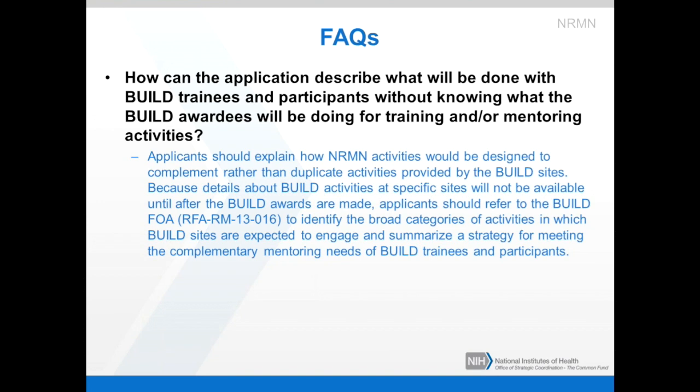How can the application describe what will be done with BUILD trainees and participants, also known as mentees, without knowing what the BUILD awardees will be doing for training and/or mentoring activities? Good question. Applicants should explain how network activities would be designed to complement rather than duplicate activities provided by BUILD sites. Because details about BUILD activities at specific sites will not be available until after the awards are made, applicants should now refer to the BUILD FOA, which is RFA-RM-13-016, to identify the broad categories of activities in which BUILD sites are expected to engage and summarize a strategy for meeting the complementary mentoring needs of BUILD trainees and participants.